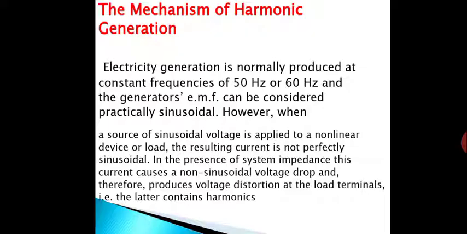Electricity is normally generated at a constant frequency of 50 Hz or 60 Hz, and the generator's EMF can be considered practically sinusoidal. However, when a source of sinusoidal voltage is applied to a non-linear device, what are the non-linear devices? Power electronic devices are called non-linear devices, such as thyristor, SCR, etc. The resulting current is not perfectly sinusoidal.